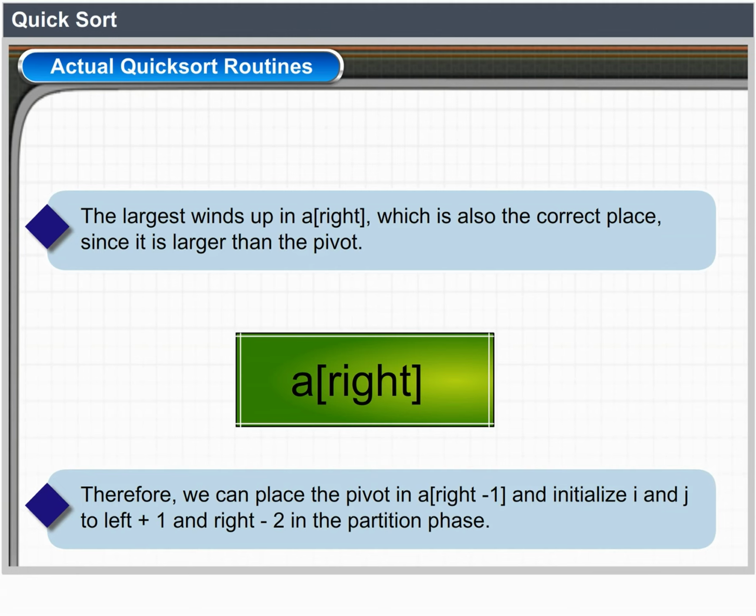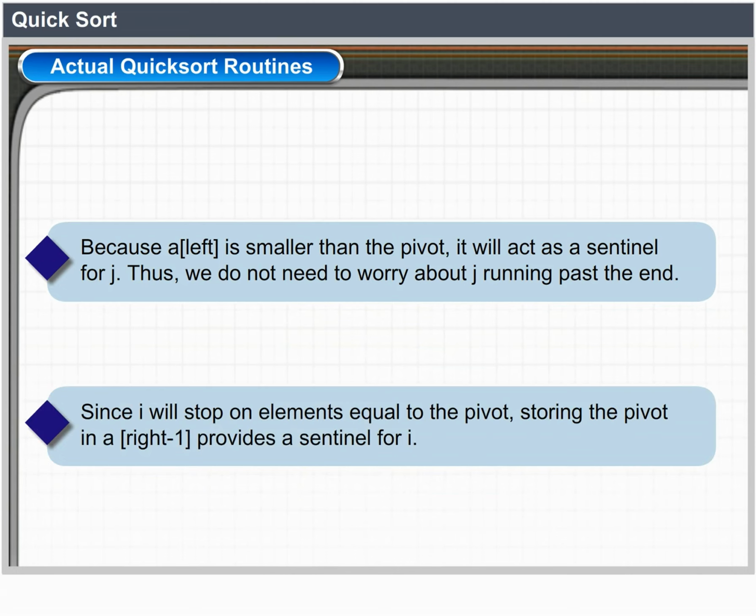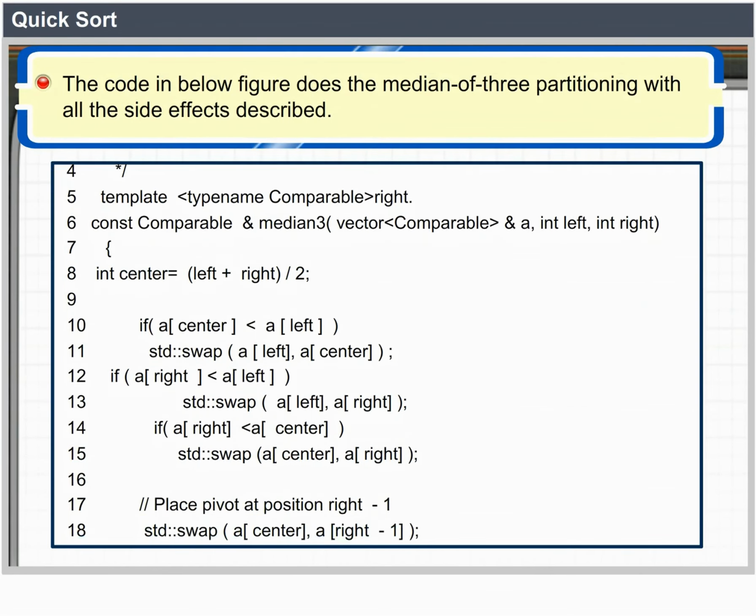Because A of left is smaller than the pivot, it will act as a sentinel for J. Thus, we do not need to worry about J running past the end. Since I will stop on elements equal to the pivot, storing the pivot in A of right minus 1 provides a sentinel for I. The code in the below figure does the median of 3 partitioning with all the side effects described.